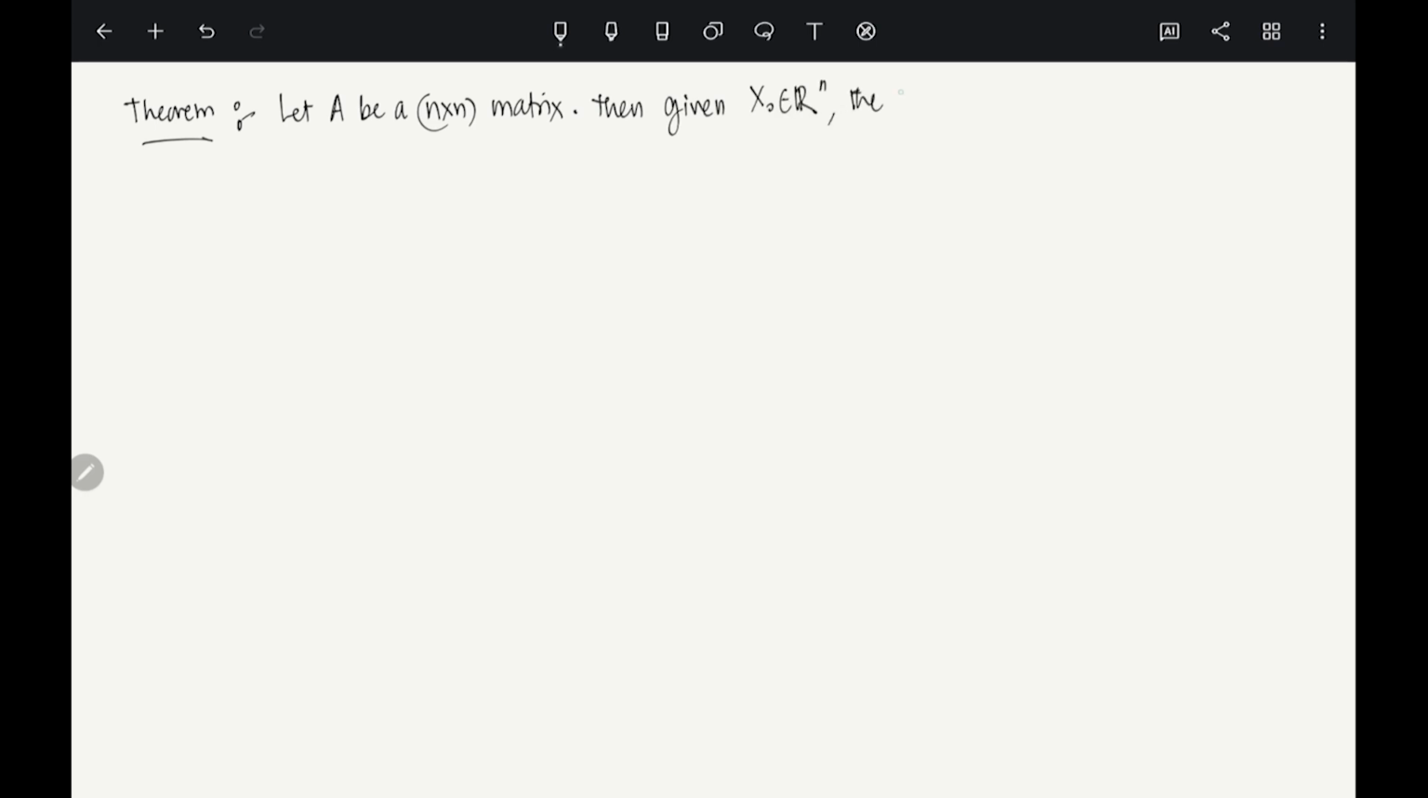So now we talk about the fundamental theorem. Theorem: let A be an n cross n matrix. Then given x naught in R^n, the initial value problem x prime equals A x, x(0) equals x naught. So please remember this is a constant coefficient system. It admits a unique solution.